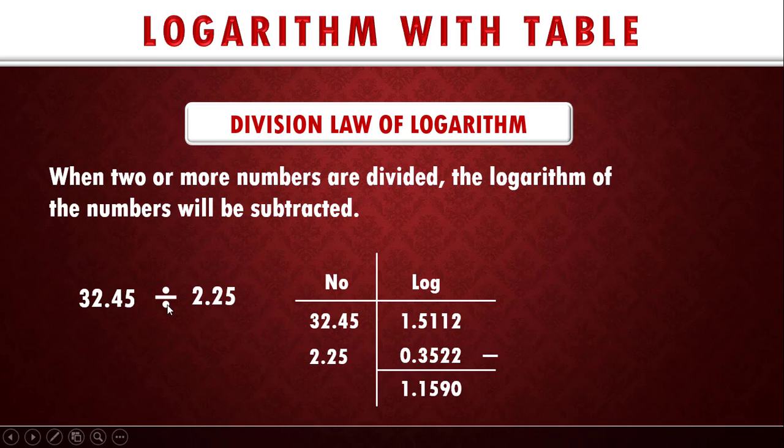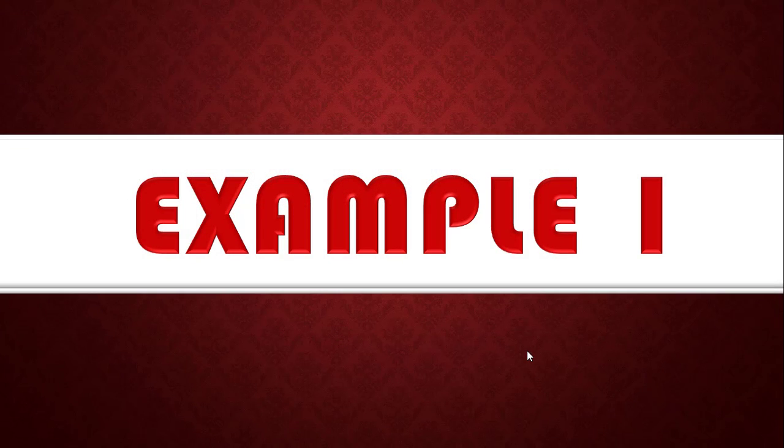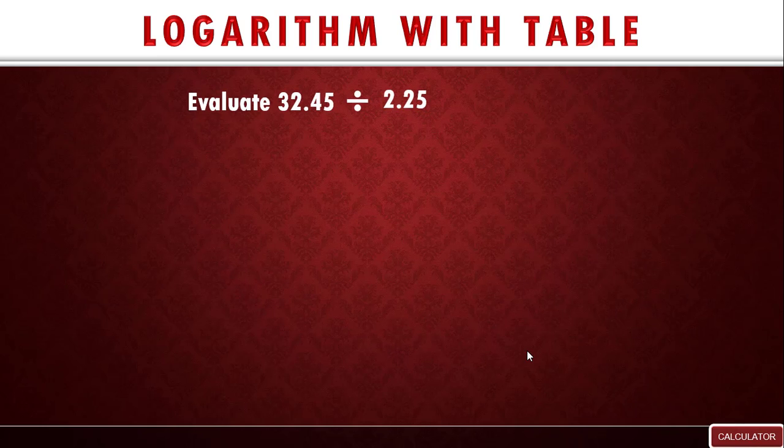So whenever you have division between two or more numbers, all you need to do is to subtract their logs. That's the reason why we have a minus sign right here. Okay, let's see Example 1. We have to evaluate 32.45 divided by 2.25.